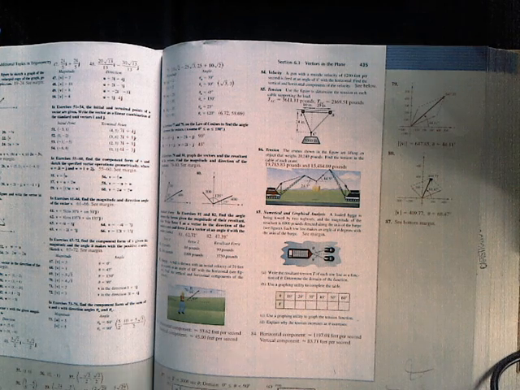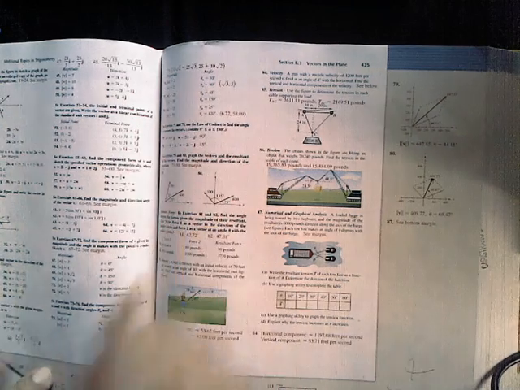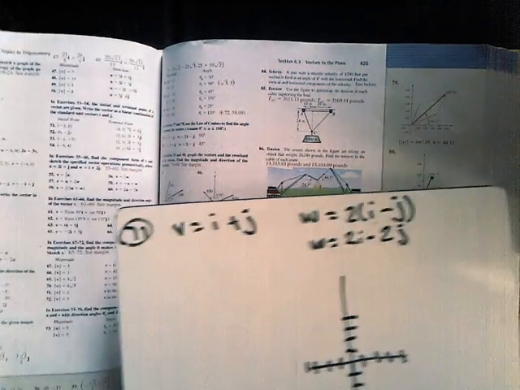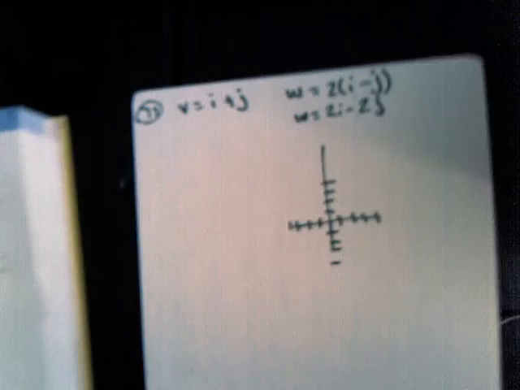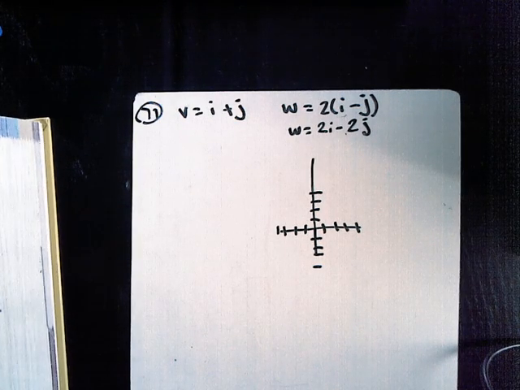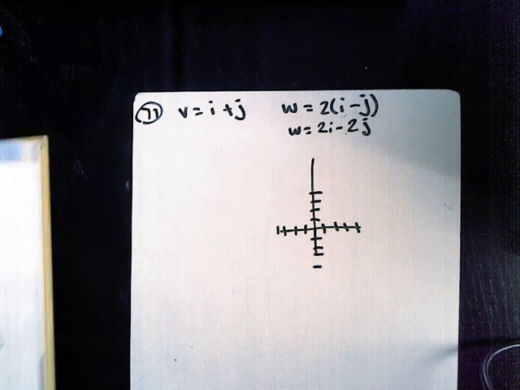So here I'm just showing the problem for 77. Here it gives us the two vectors v, i plus j, and w is 2i minus j. So that's what I've written up on my whiteboard here, and that's what I'm going to be looking at. It wants us to use the law of cosines to find the angle alpha between the two vectors.